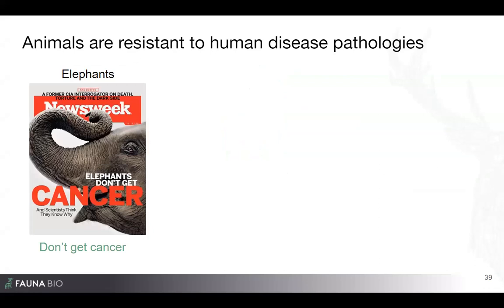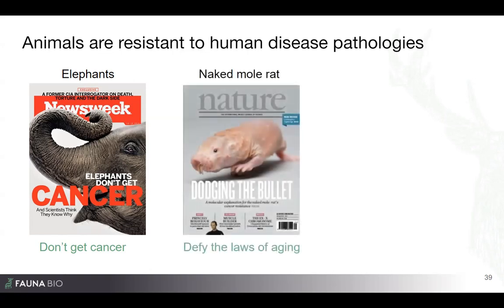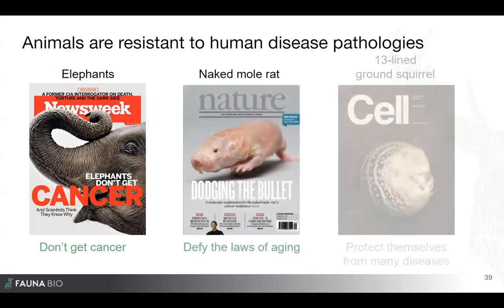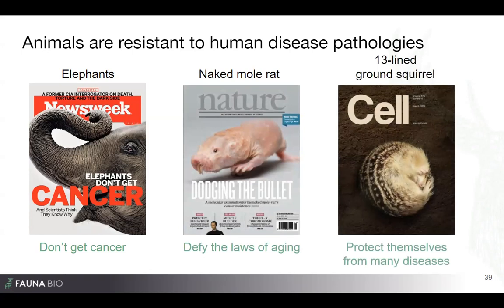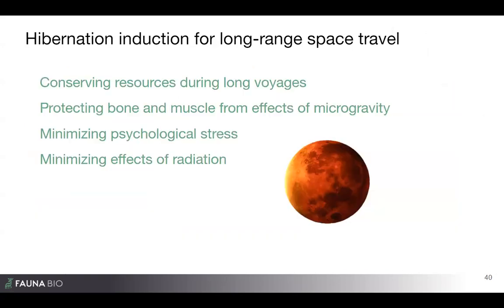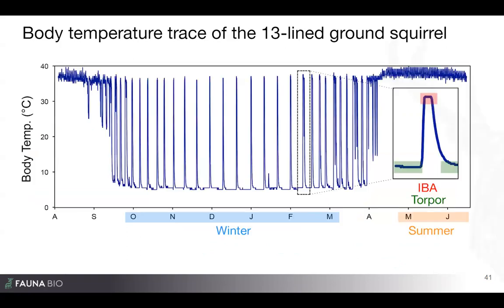We also know that animals are resistant to human disease pathologies. For example, elephants very rarely get cancer. The naked mole rat seems to defy the laws of aging. And the 13-line ground squirrel is able to protect themselves from many diseases that humans would get if they were exposed to the same conditions they are when they hibernate. We are also trying to leverage hibernation induction for long-range space travel. For example, conserving resources during long voyages, protecting bone and muscle from the effects of microgravity, minimizing psychological stress, and minimizing effects of radiation.